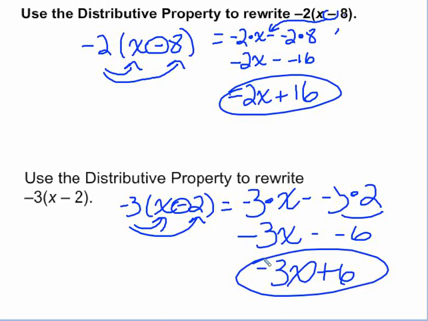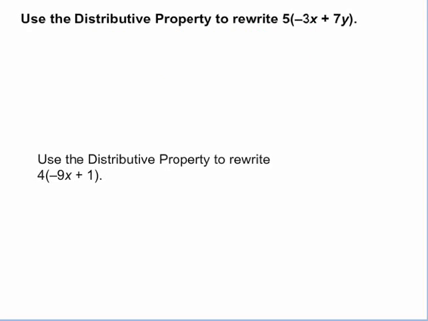Well, let's try another problem. Alright, use the distributive property to rewrite 5 times the quantity negative 3x plus 7y. Okay, so here's a problem where we have coefficients in front of the variables, or in other words, we have numbers that are already being multiplied by the variables. But no worries, this is something we can do. So I have 5 times the quantity negative 3x plus 7y, and I want to know what that is.